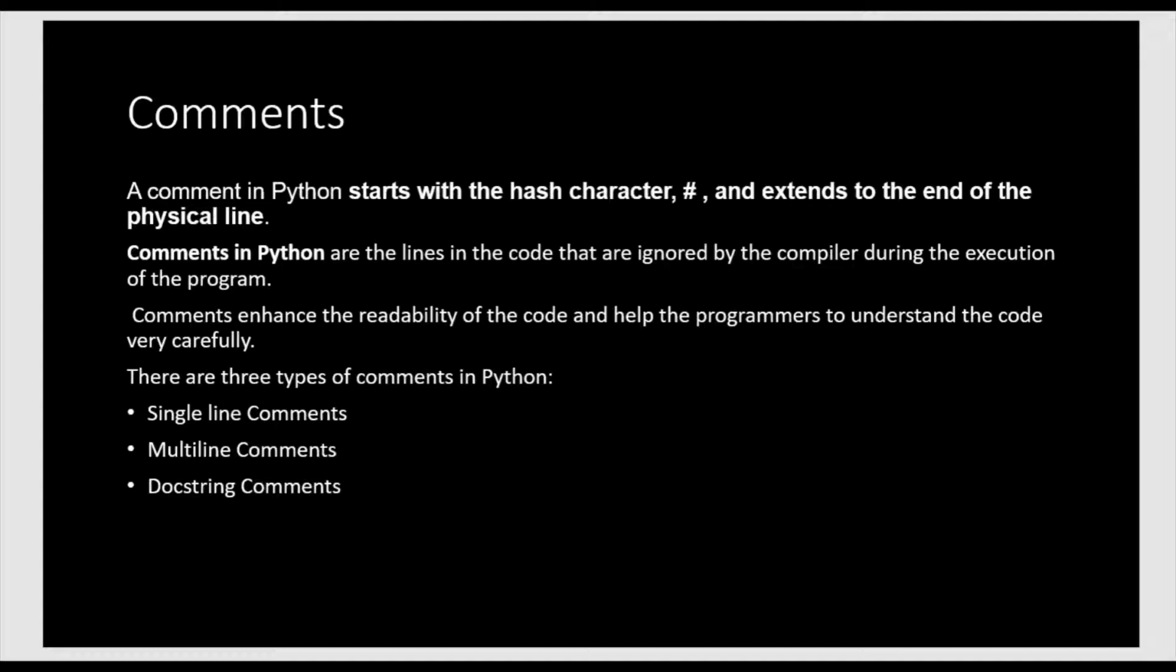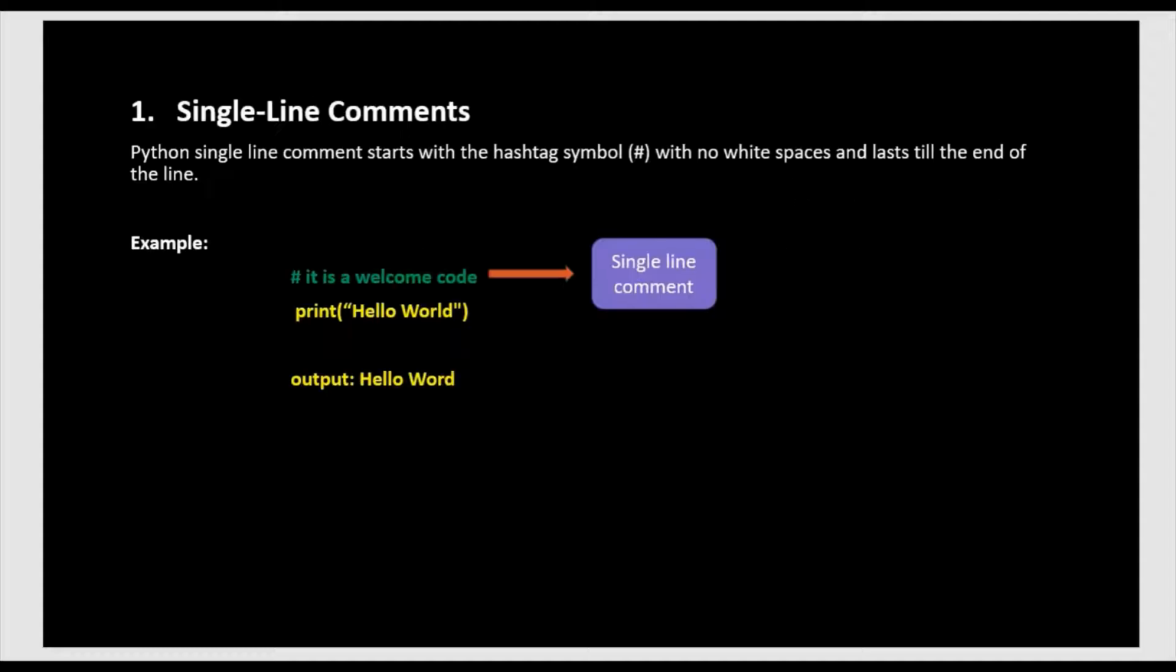When you put the hash, it is definitely considered a comment. There are basically three types of comments: single line comment, multiple line comment, and docstring comment. Okay, and a single line comment is like this. A single line comment consists of only one single line, with no white spaces at the end of the line, and this is a single line comment. Here the hash is a welcome comment.